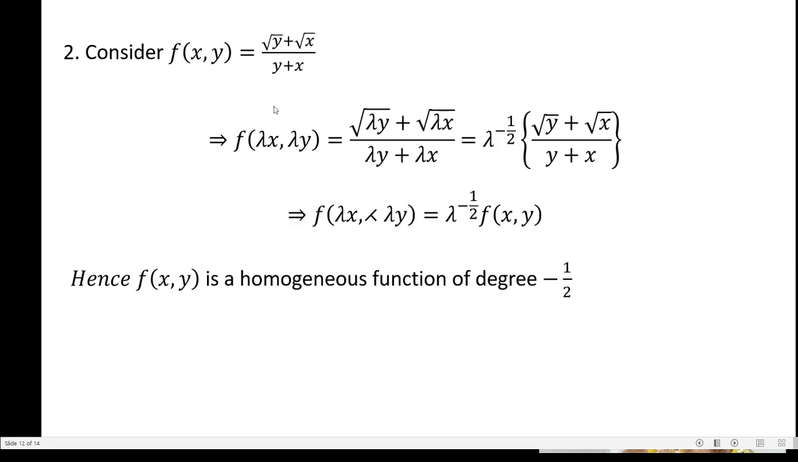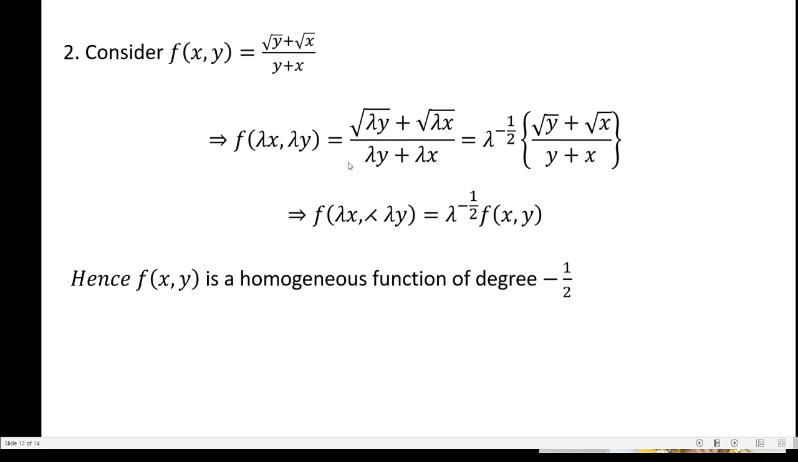Next, look here. By seeing this one, we can't find out the degree. So using those steps to find homogeneous functions is very easy. What I have told, we have to put lambda x for x and lambda y for y in the given equation. We have f of lambda x comma lambda y equal to square root of lambda y plus square root of lambda x divided by lambda y plus lambda x. In the numerator, take root lambda common. In the denominator, take lambda common. Lambda can be written as root lambda into root lambda. One root lambda cancels from the numerator, leaving 1 divided by root lambda.